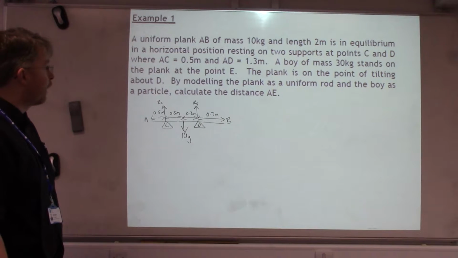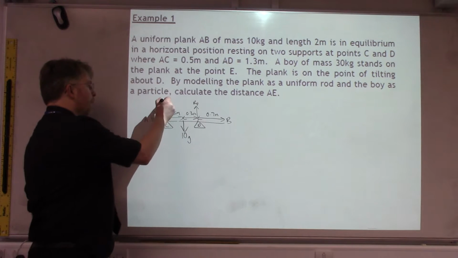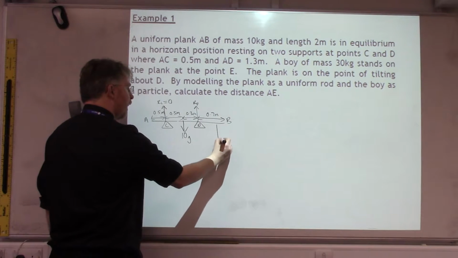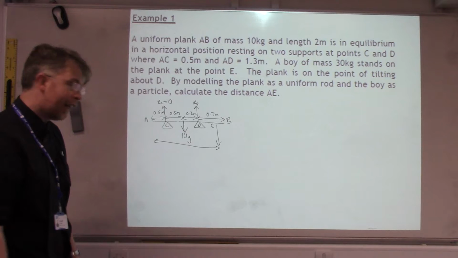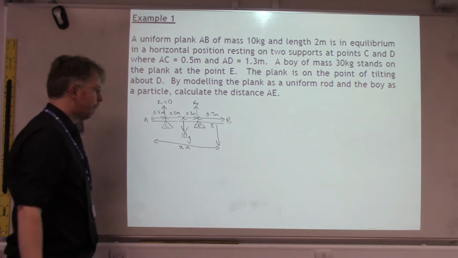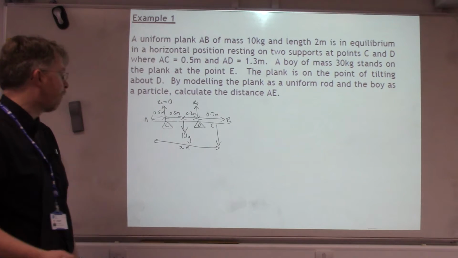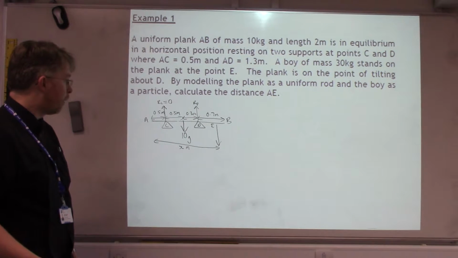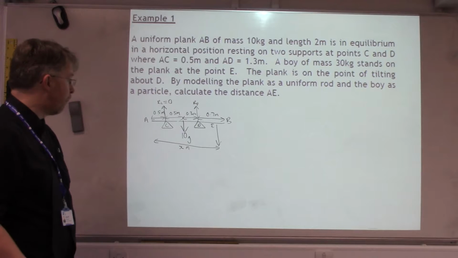Now we're told a boy of mass 30 kilograms stands on the plank at the point E. The plank is then on the point of tilting about D. So if it's tilting about D, then the reaction force at C will be 0. Now from experience, E would have to be somewhere over here. But we're going to have it as a distance from A, because we want the distance AE. We're going to call that x metres. Now, we've got two unknowns, the x, which we need to find, and RD. If we did a moment equation, we'd have x and RD in there, so we don't want that. So we'll need to find RD first before we're able to do a moments equation.